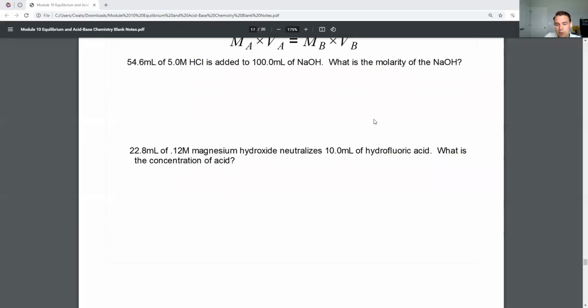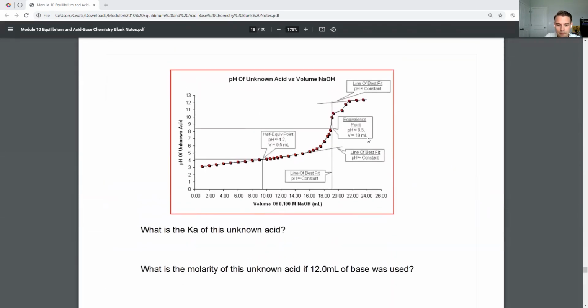So let's look at a titration curve and answer some questions based on it. This is the pH of an unknown acid versus the volume of 0.1 molar sodium hydroxide. You can see the pH steadily increases until you've got your big bump, and boom, you get your equivalence point. So what's the Ka? Remember, pH is equal to the pKa at the half equivalence point.